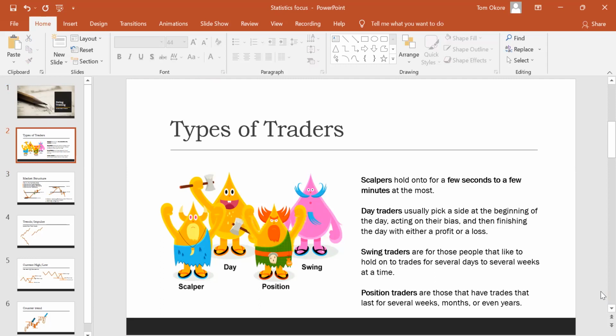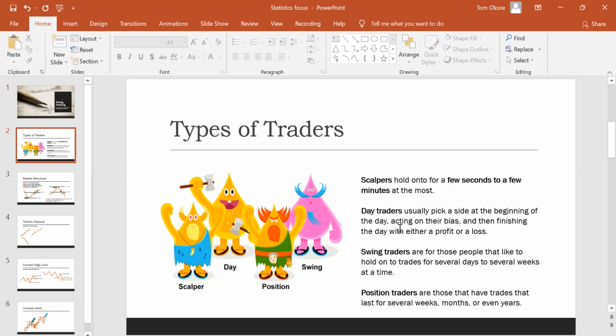This one is for the benefit of those who are wondering, what do we mean by swing trading? It is up to you to do your own reading to find out more about who is a swing trader. But in general, you have the scalper. A scalper is somebody who holds trades for a few seconds to a few minutes at most. And day traders usually pick a side at the beginning of the day, act on their bias, and then finish the day with either a profit or a loss.